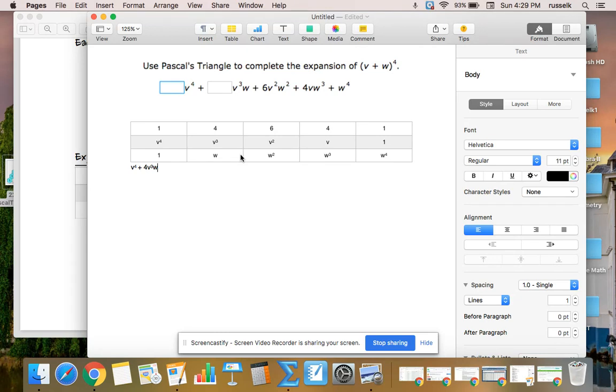And then just keep going down there. For our part, that's the only two things I needed was 1v to the fourth and then 4v cubed w. We can see that we get 6v squared w squared, multiplying this one together, 4v w cubed, and then 1 w to the fourth.